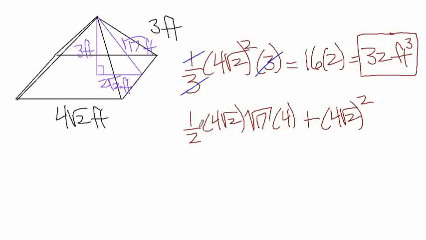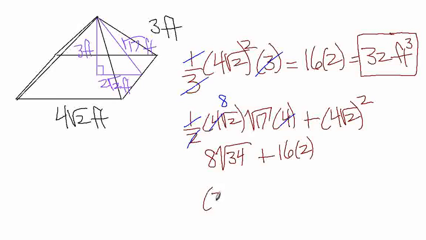So let's see, the 1/2 and the 4s simplify to 8, because 4 times 4 is 16, divided by 2 is 8. And so the first term is 8 times the square root of 34. And the second term is 16 times 2. So the best I can do is get it down to 32 plus 8 root 34 square feet.